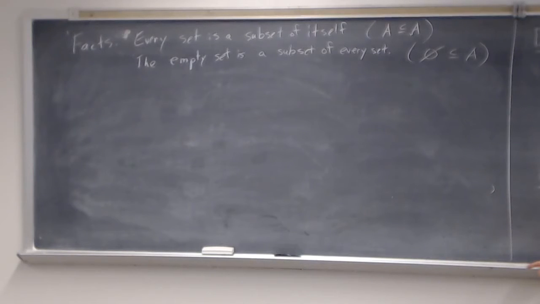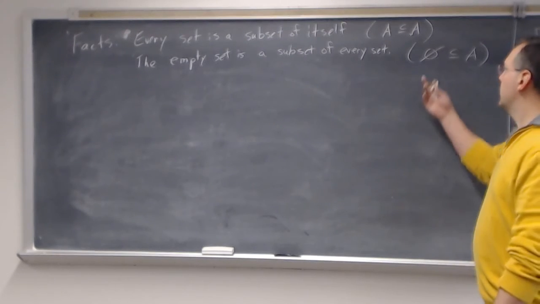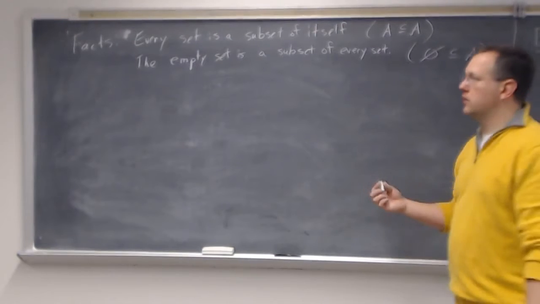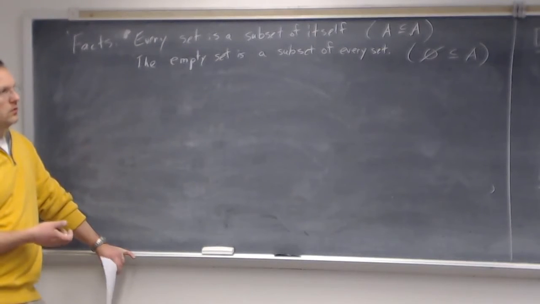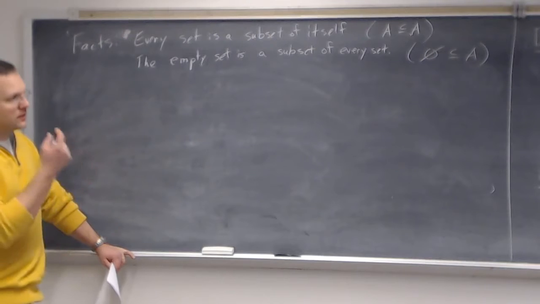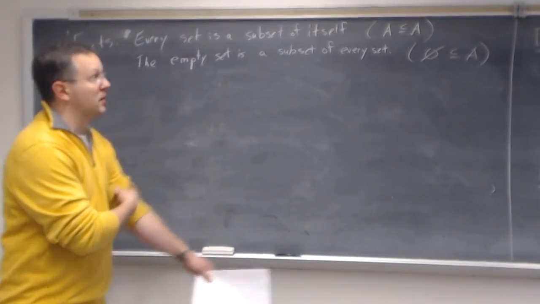So these are called trivial subsets. Some people will call these trivial subsets. Every set is trivially a subset of itself. The empty set is trivially a subset of every other set. Okay. So any other subset, we call a proper subset. Anything other than the set itself or the empty set, we call a proper subset.